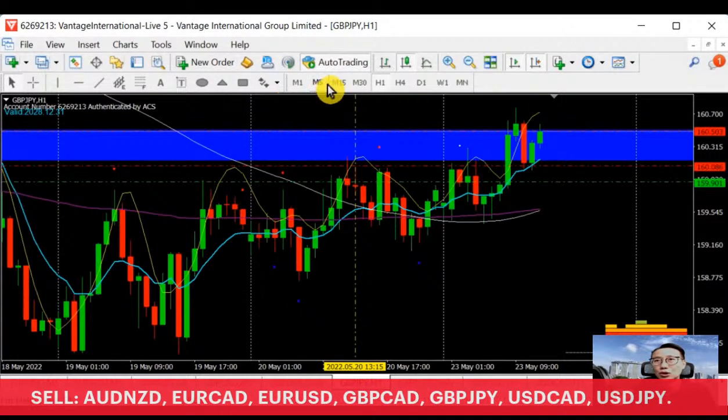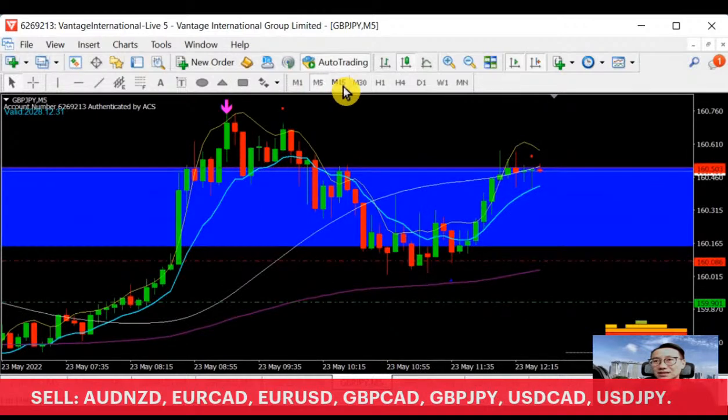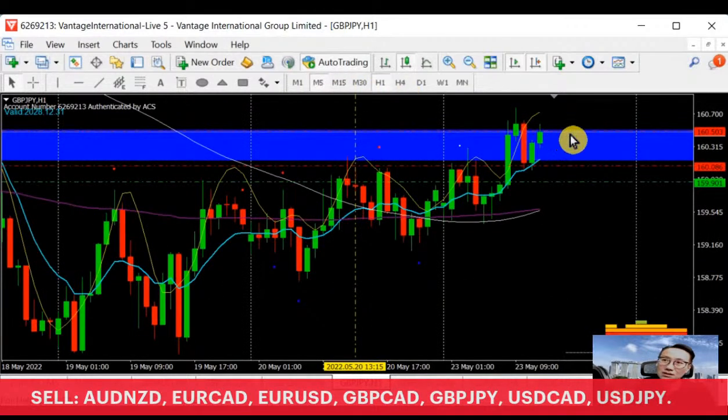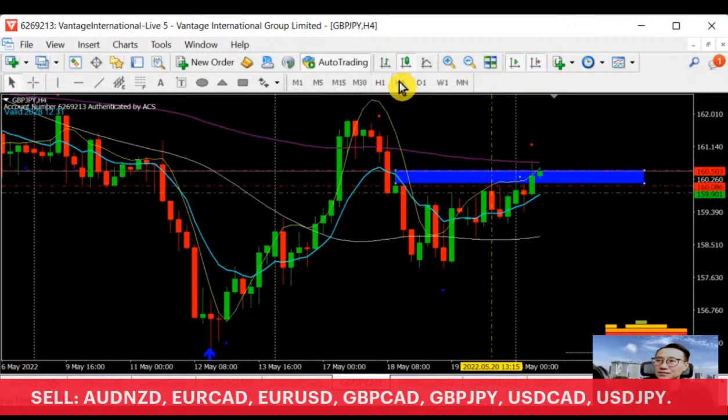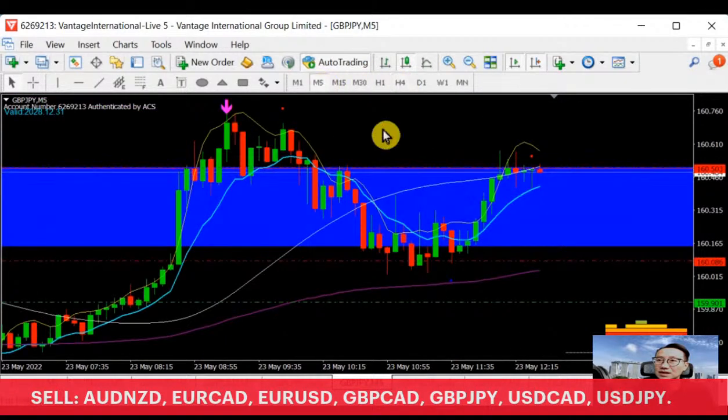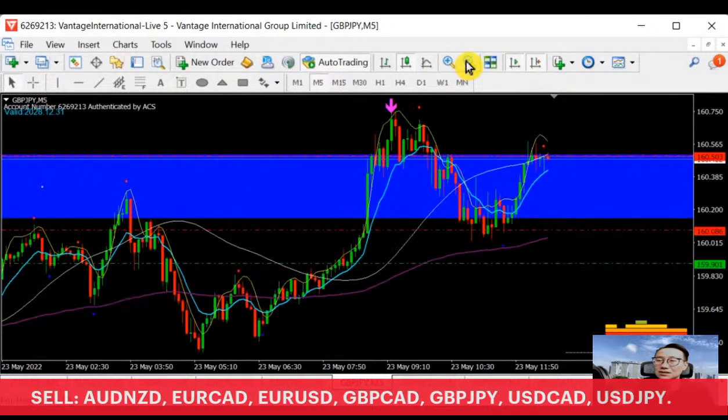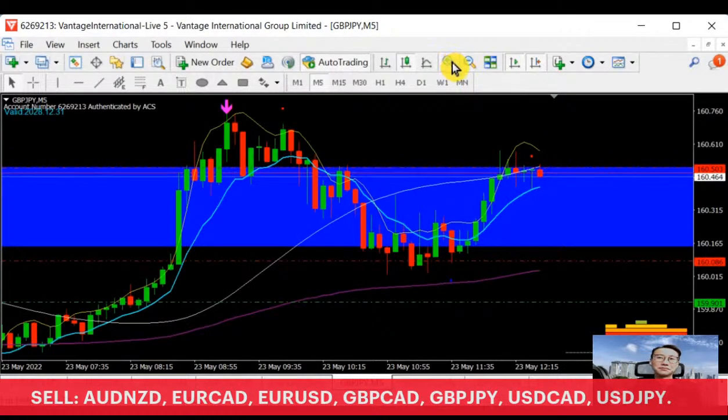Now pound CAD is retesting the resistance once again. It's still on the verge of retesting. You see, it went up, came down again, retesting the resistance once again. Just hang on. Please wait.